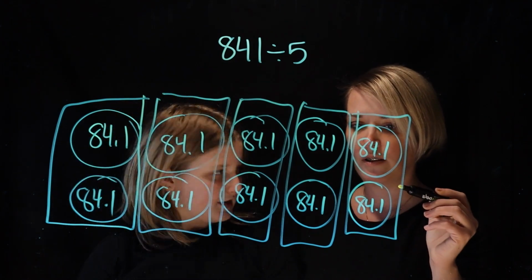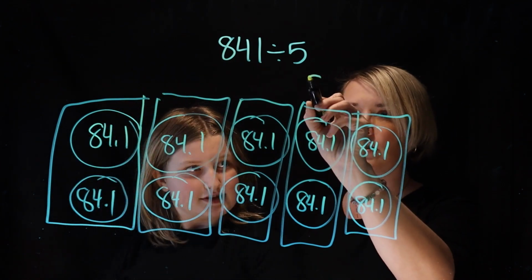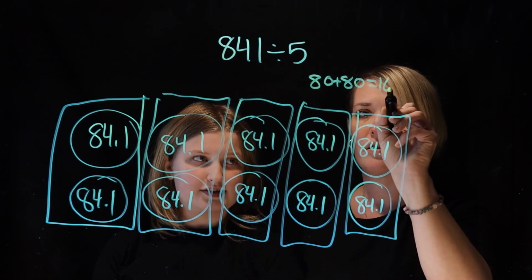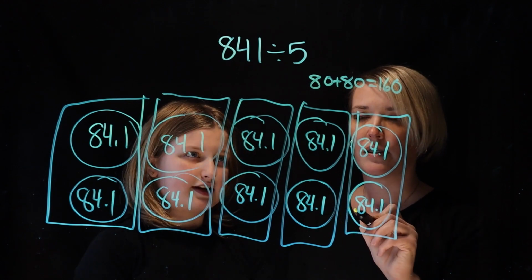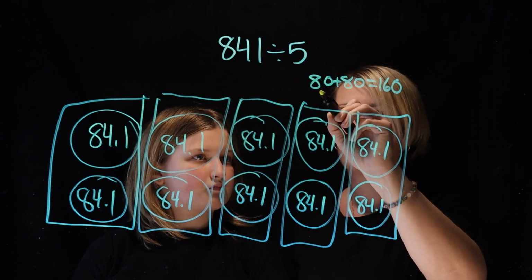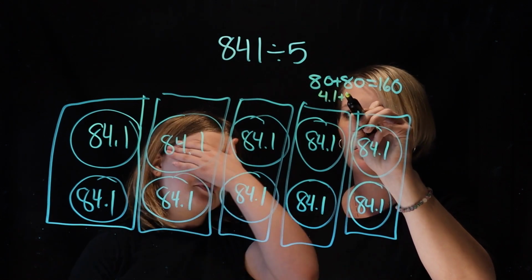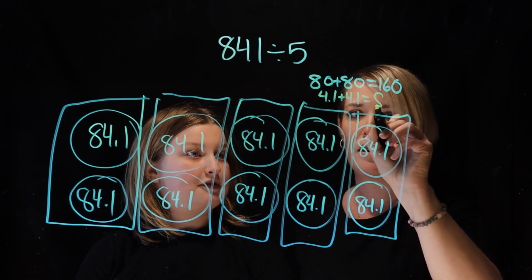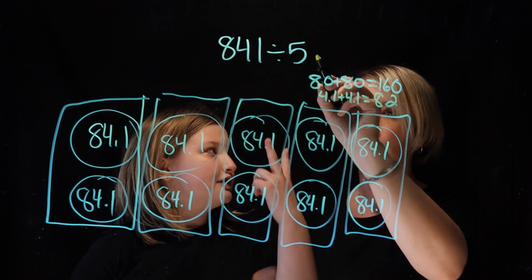Well, 80 plus 80 is 160. I went 8 plus 8 is 16, and I had a 0. Okay. And then 4 plus 4 is 8. So can we just do 4.1 plus 4.1? I mean 8.2. 8.2. And then you add the 2 together.